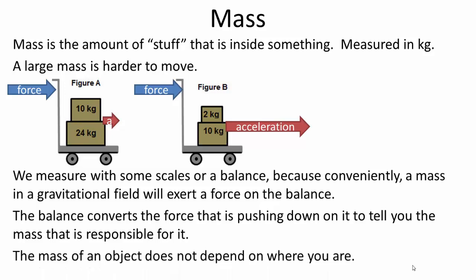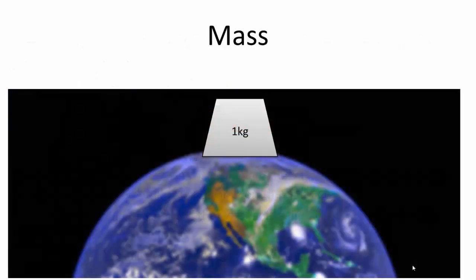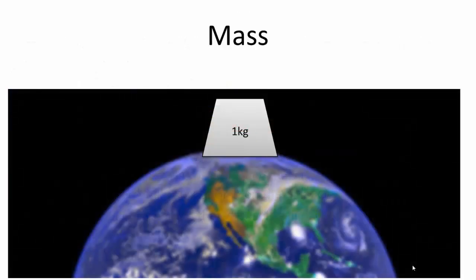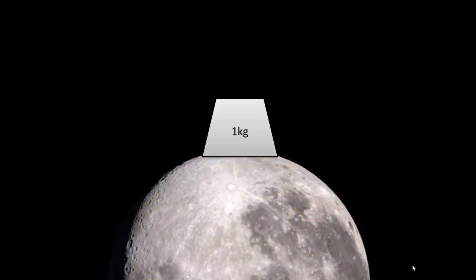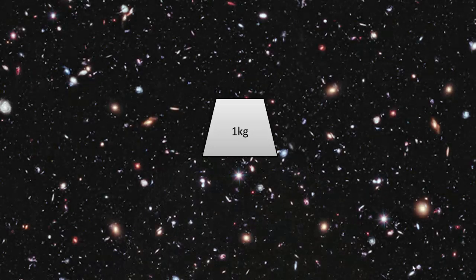The interesting thing is the mass of an object does not depend on where you are. We have a mass on the surface of the Earth, and the mass is 1 kilogram. That same mass is also 1 kilogram on the Moon, and is still 1 kilogram in deep space. It still has the same amount of stuff inside it.